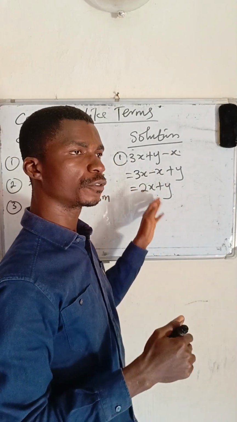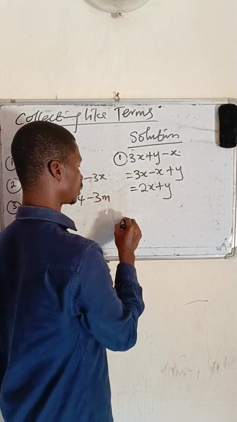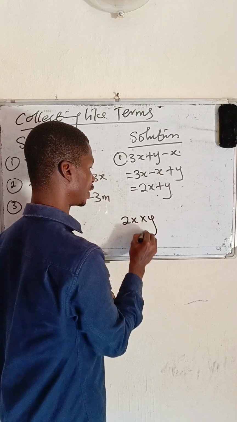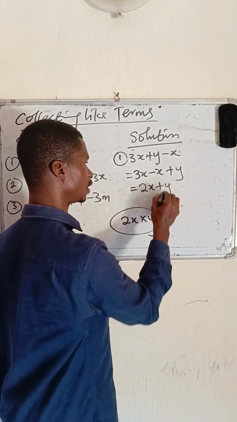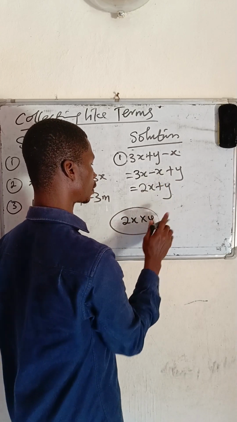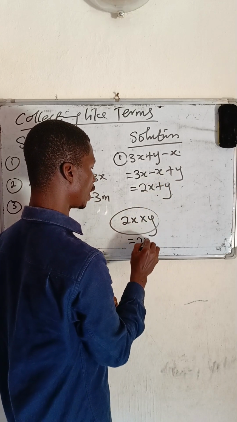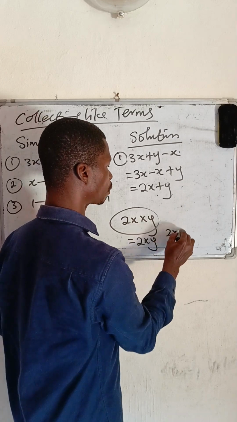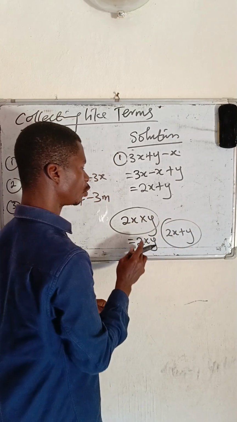Please don't be confused with this and this. 2x times y is different from this. Please take note of that one. This is different from this. This is multiplication. In this case, you can do it as 2xy. But if I have 2x plus y, you can't add it, but you can multiply it.